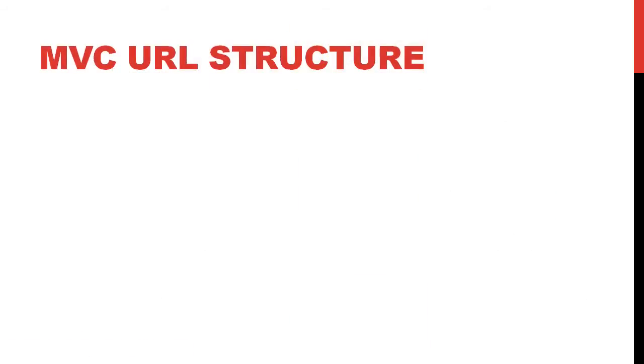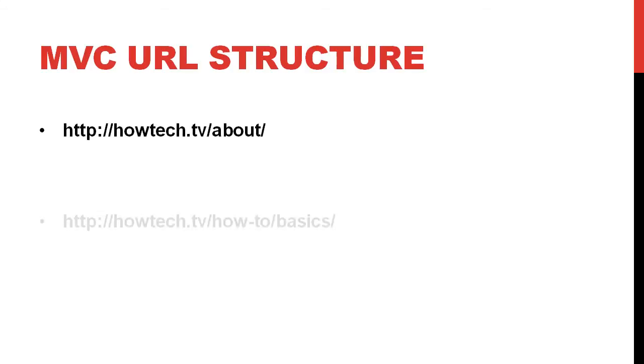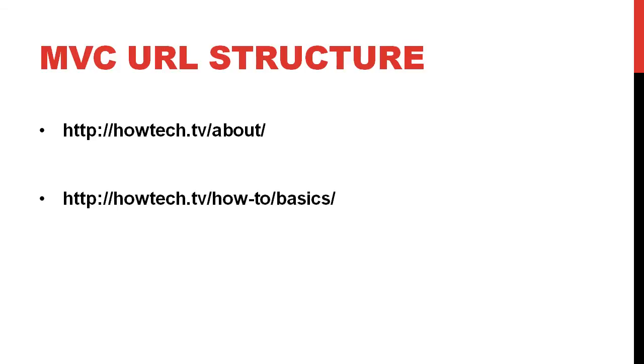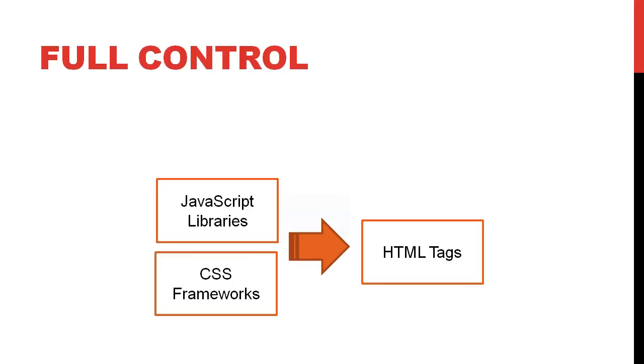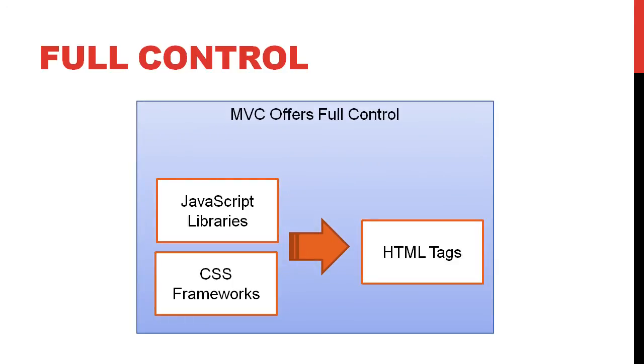For example, when we talk about the URL structure, MVC allows the developer to define the URL, which can consist of any structure they want. Many JavaScript libraries and CSS frameworks need specific HTML tags and class names to work properly. This is where MVC is most beneficial, since when it comes to HTML, MVC offers full control.